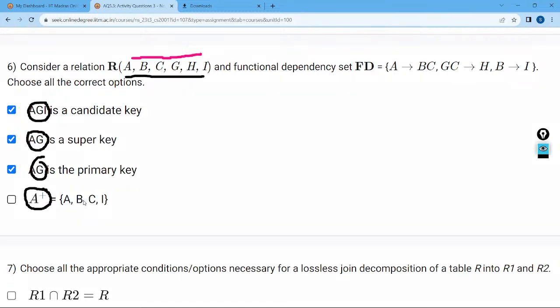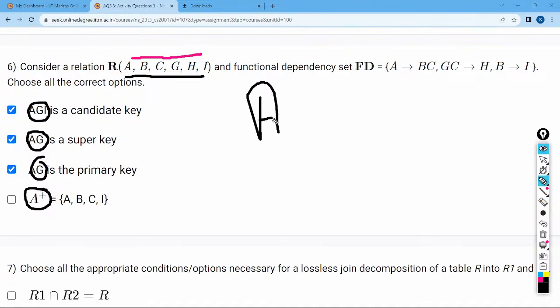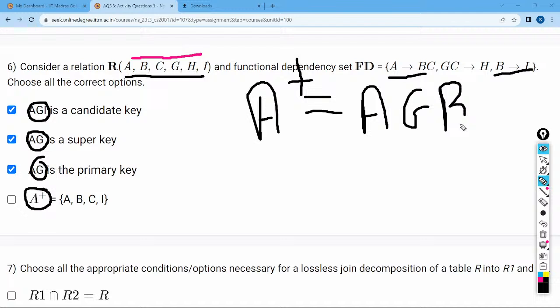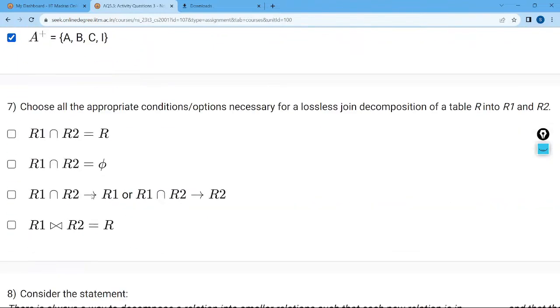Let's check for A plus. A plus would measure itself. Then it would be measuring BC, and from B I can measure I. And I know I did make a mistake here. I would be removing G. Don't worry, this is not right. Okay, this much is correct, these four. So yes, all the options are correct.